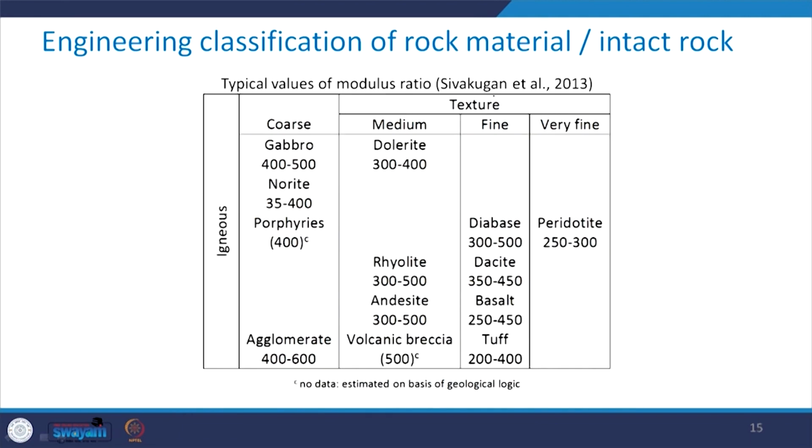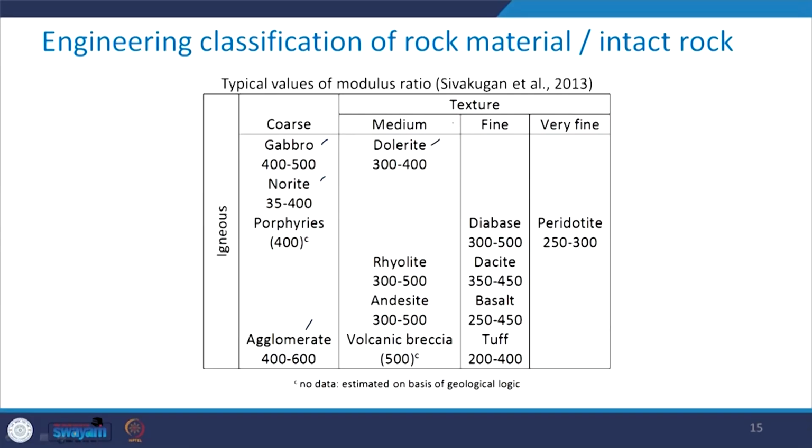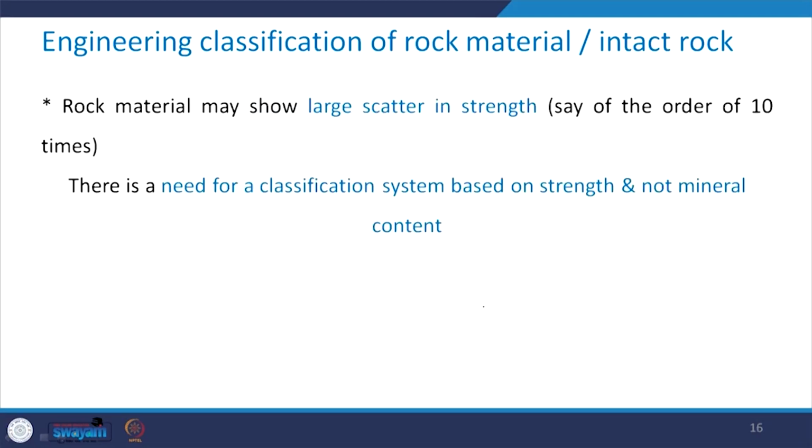Likewise, here we have the igneous rocks like gabbro, norite, agglomerate, and then here you have dolerite, diabase, peridotite, and like that you have basalt. So, you see that the modulus ratio is varying. You see that a range is there. So, this gives you the idea.